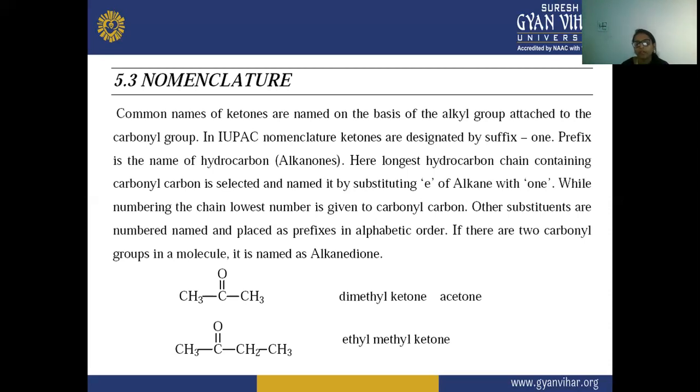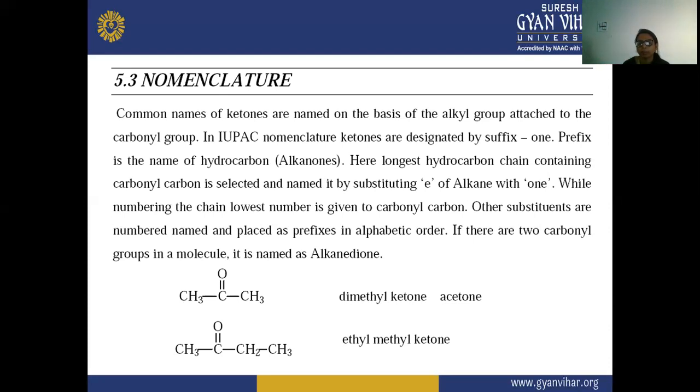So here we first have to see which is the longest hydrocarbon chain, and it should contain the carbonyl carbon. That longest chain having the carbonyl carbon is selected, and we name it by substituting the alkane. From the alkane, we have to substitute this E. The E is replaced by "one", then its name is alkanone.